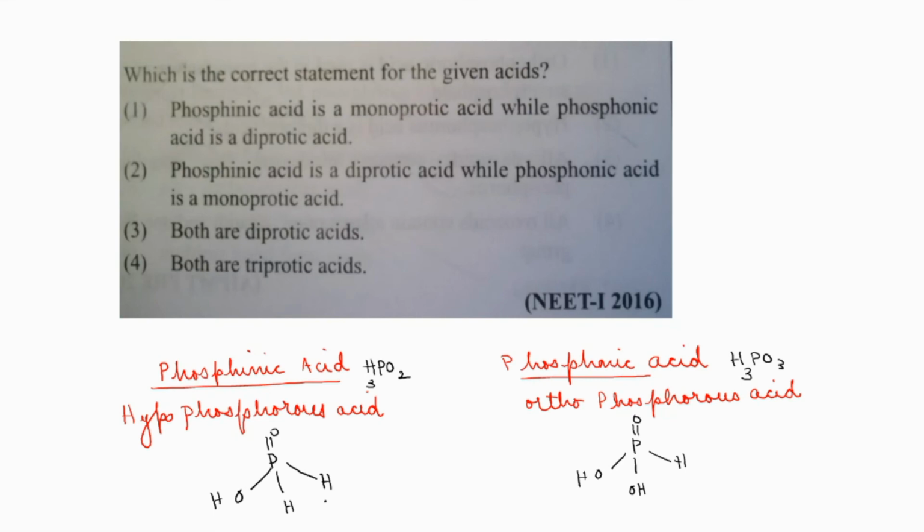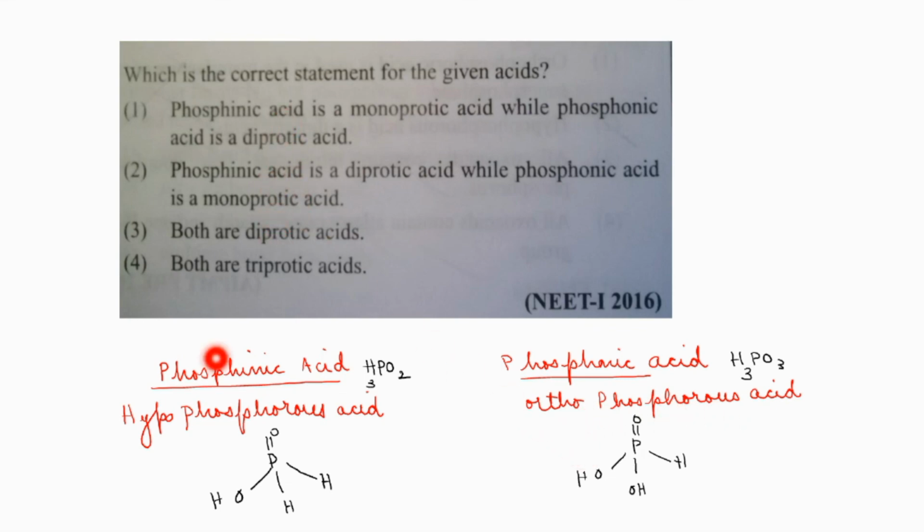See this question. This is a NEET question. Which is the correct statement for the given acid? So the question is related to phosphinic acid and phosphonic acid. To save time, I have already drawn the structure of phosphinic acid and phosphonic acid. We have discussed it already. So the child should know phosphinic acid and hypophosphorous acid both are same, and phosphonic acid and orthophosphorous acid are same. Phosphonic, phosphorous, you can memorize like that. Then if you draw the structure, you can answer this question.